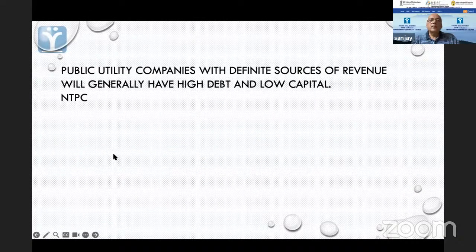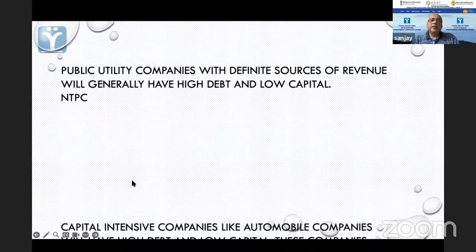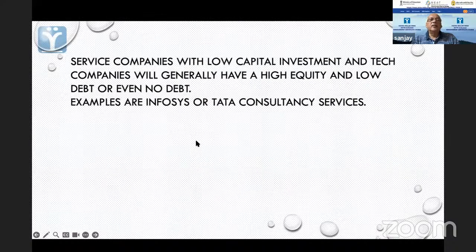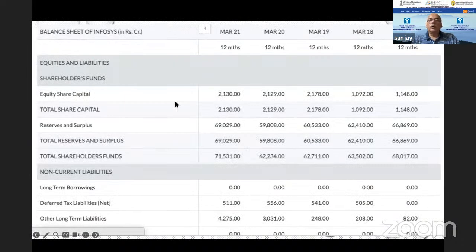This is one simple example, but just to show you that there are other companies which have less borrowings or no borrowings. There are such companies also where 100% is equity. I give you the example of Infosys. For Infosys, the equity share capital is 2,130 crores. The reserves and surplus, all the profits that Infosys has earned ever since it came into being, is 69,000 crores. Its total funds are 71,531 crores and its long-term borrowings are zero.